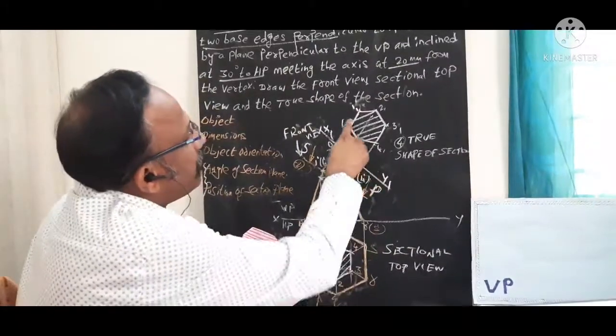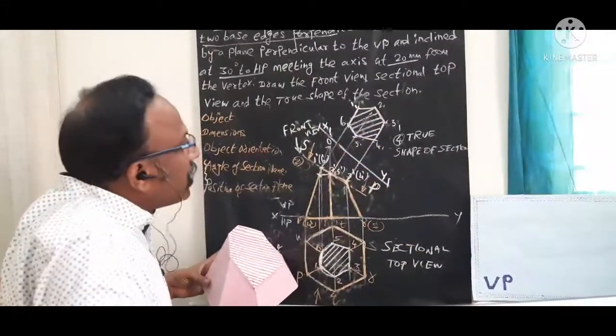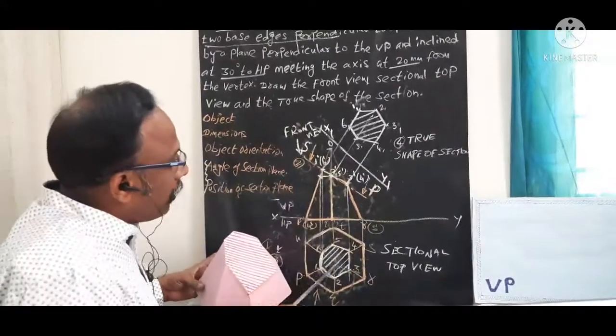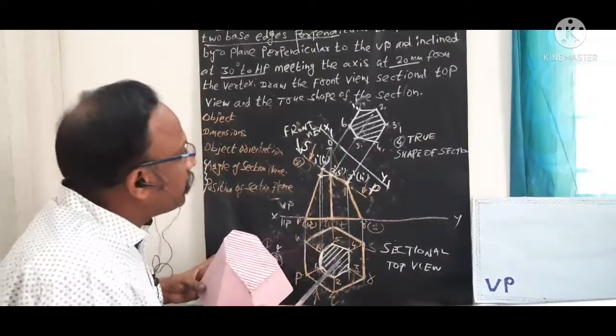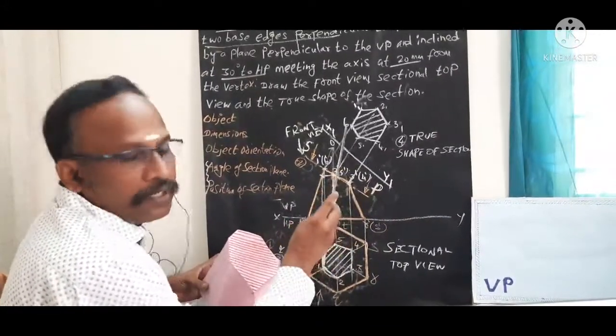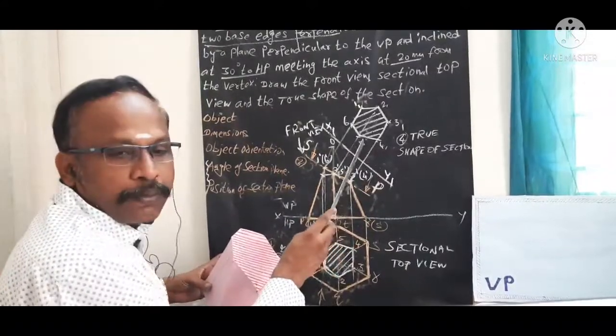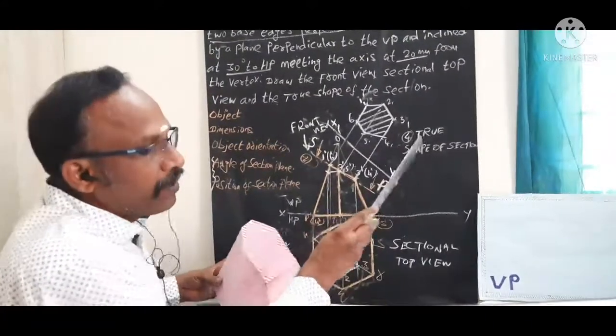From X1 Y1 we need to mark all these points. These data we get from the top view from XY distance. You measure and transfer here. You got all 6 points. We need to join all 6 points. We get this true shape of the section.